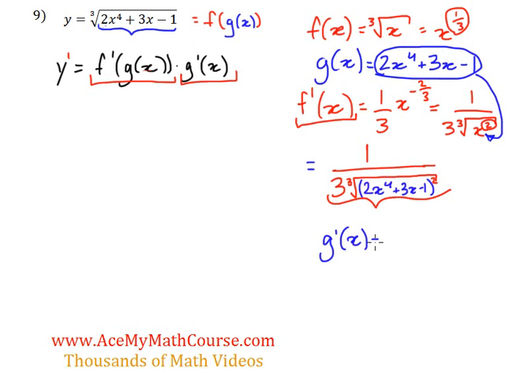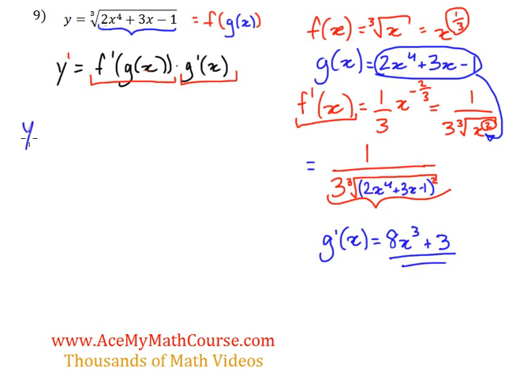G prime of x is equal to, what is the derivative of 2x to the 4? I can bring down the 4, multiply by the 2, I get an 8. Then I can subtract a 1 from the 4. So we have 8x cubed. Plus, the derivative of 3x is just 3. And the derivative of negative 1, which is a constant, is just 0. Why? Well, the derivative of any constant is 0. So, that's g prime of x.